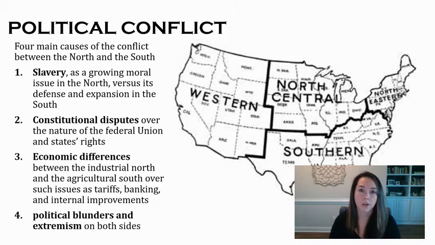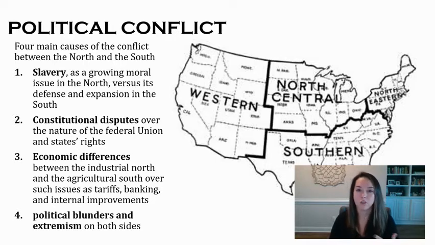And then what we're going to talk about today are political blunders and extremism, people reacting to one another, North and South. There's going to be a lot of violence, a lot of tension leading up to the 1860 election, which will eventually lead to South Carolina seceding and a civil war beginning, four bloody years of civil war. So these are your main four causes.